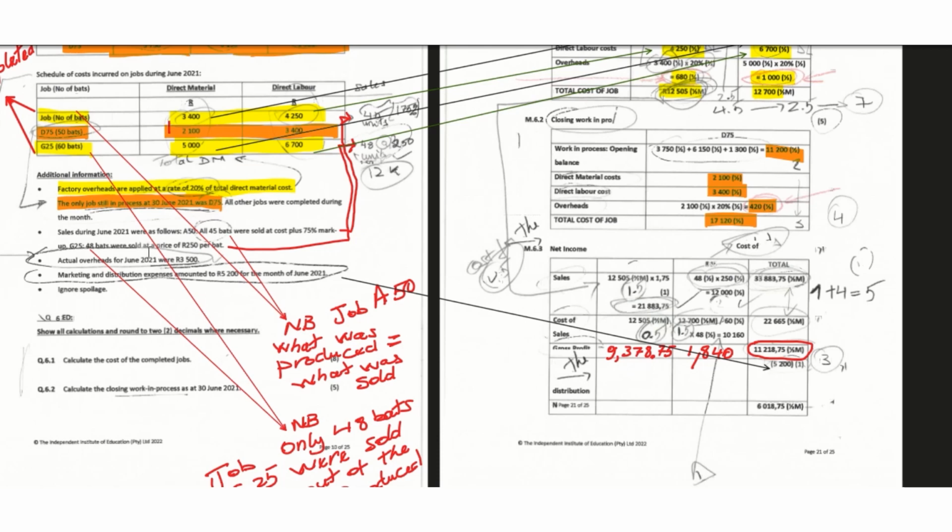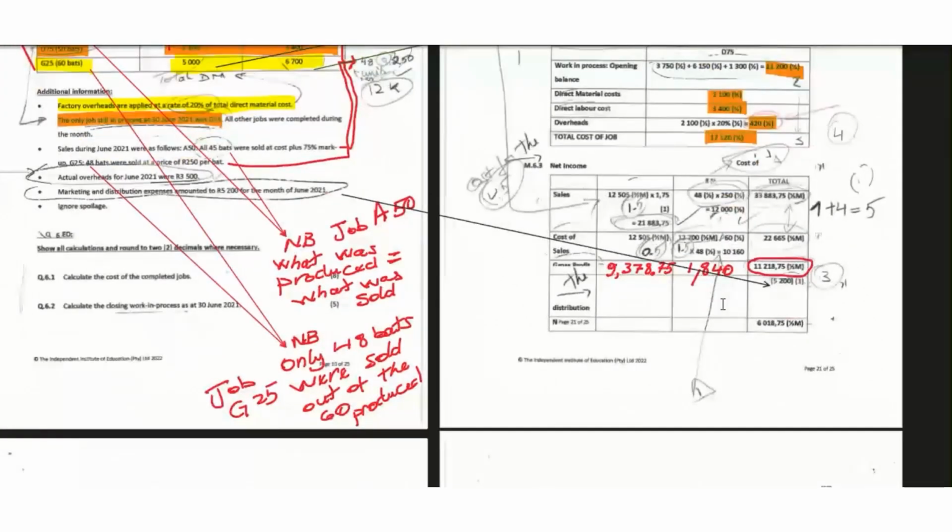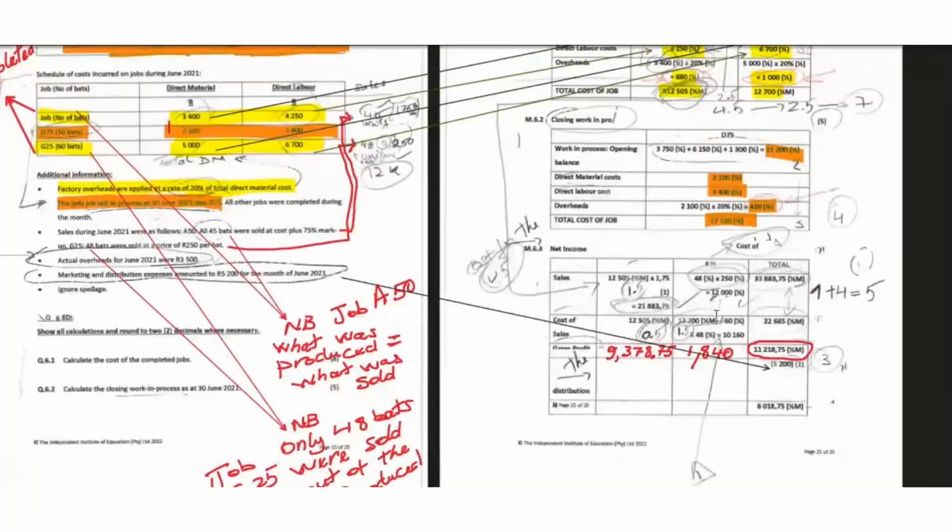But it provided us what the sales price is for G25. It was 250 per bat. So 250 times 48 will provide us 12,000, which we understand is the revenue that we got from the sales. So revenue from the sales, 12,000. But when it comes to the cost of sales, we need to be careful.